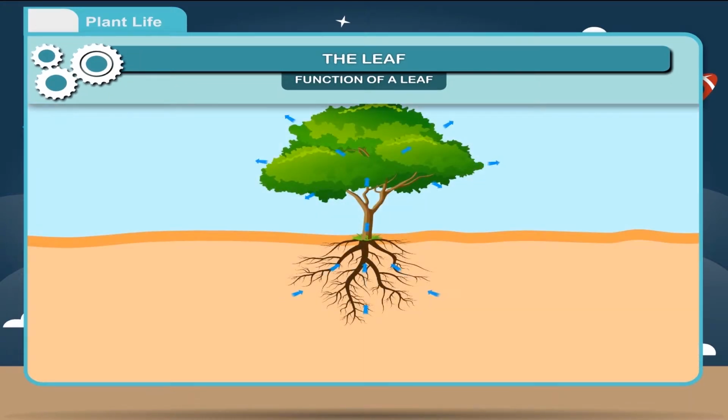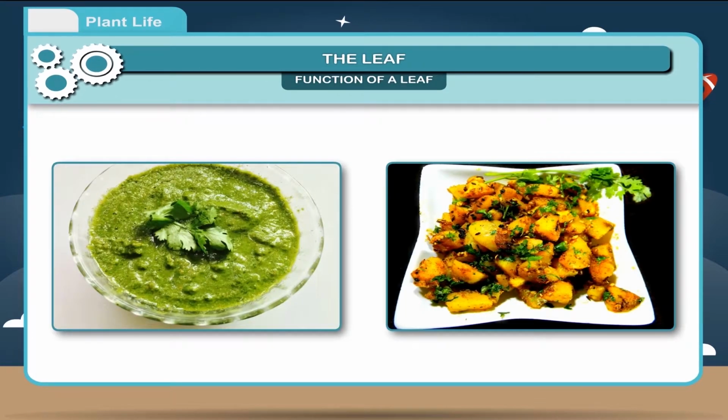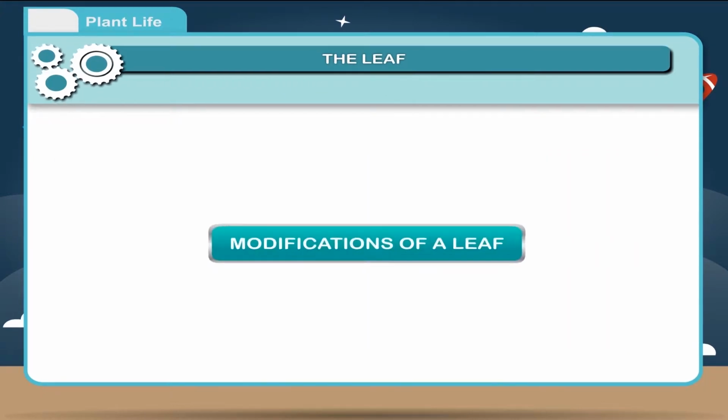3. The excess water in the form of water vapor is removed from the leaves through stomata, and the process is called transpiration. 4. In some cases, the leaves are used as food materials.